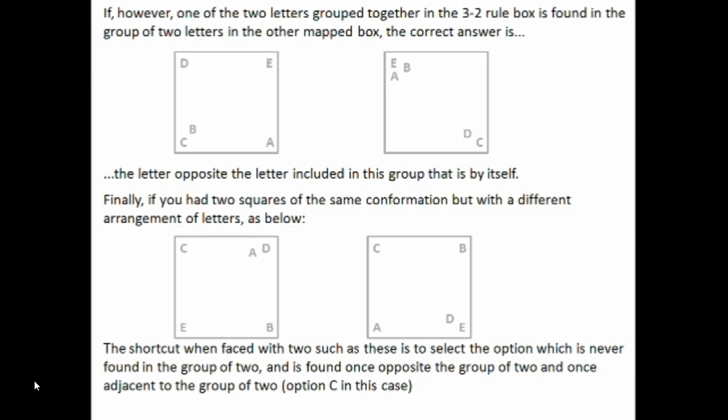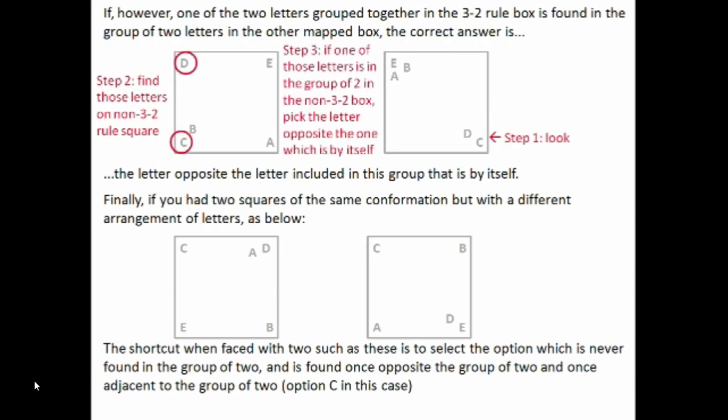So the shortcut here is that you begin by looking at the 2 grouped together in the 3-2 box. You then find those 2 in the non-3-2 box, so in this one, which are there and there. And then the correct answer is the one which is opposite the letter which is by itself, which is also found in this box here. So in other words, out of C and D, D is the one by itself, and so look opposite D to find A, which is the answer.